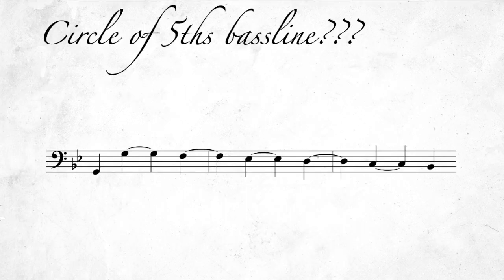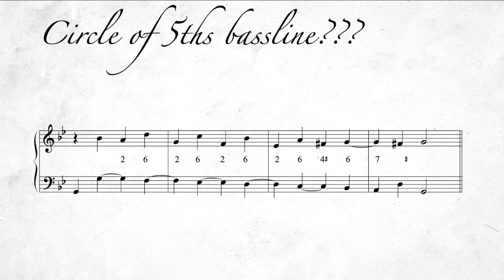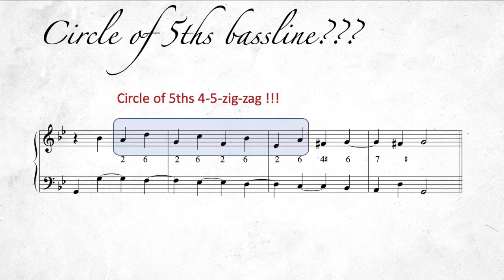Now the third basic circle of fifths bass line, that in Old Italy was called legature del basso, from a contrapuntal view is just a chain of suspensions in the bass and doesn't necessarily imply the harmonic idea of a circle of fifths progression. But what you actually can observe in this example is the outright fact that the upper voice does resemble the primary circle of fifths bass line with the zigzag of fourths and fifths.